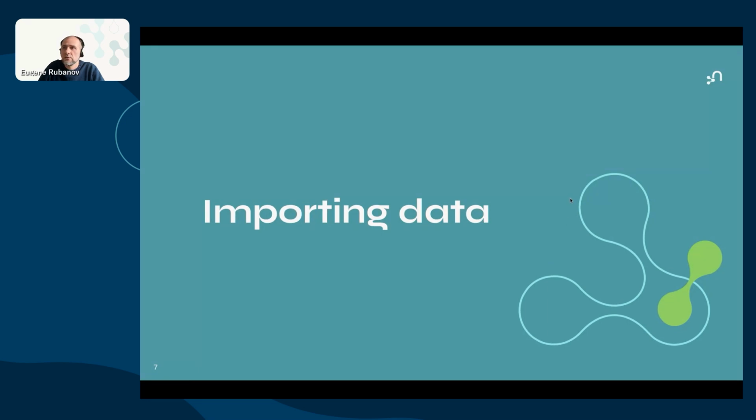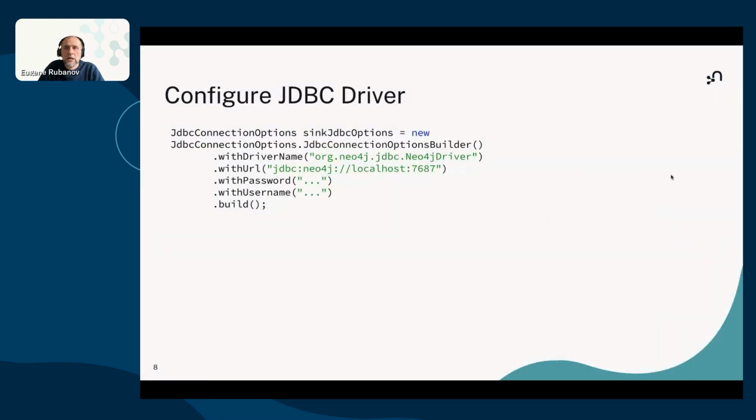So let's take a look at the code. The first thing we need to do is to configure the JDBC driver. The configuration is very typical, very standard. We need to set the driver class, JDBC URL, and credentials to the Neo4j database. After that, we can define our job.